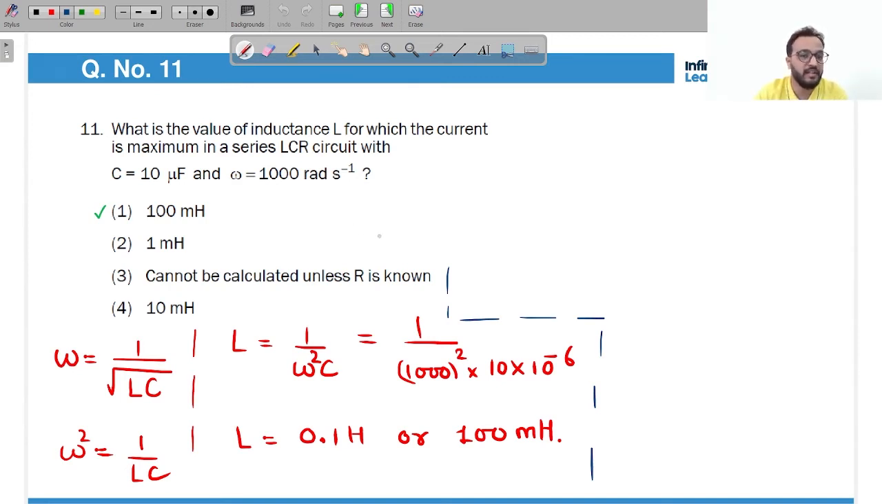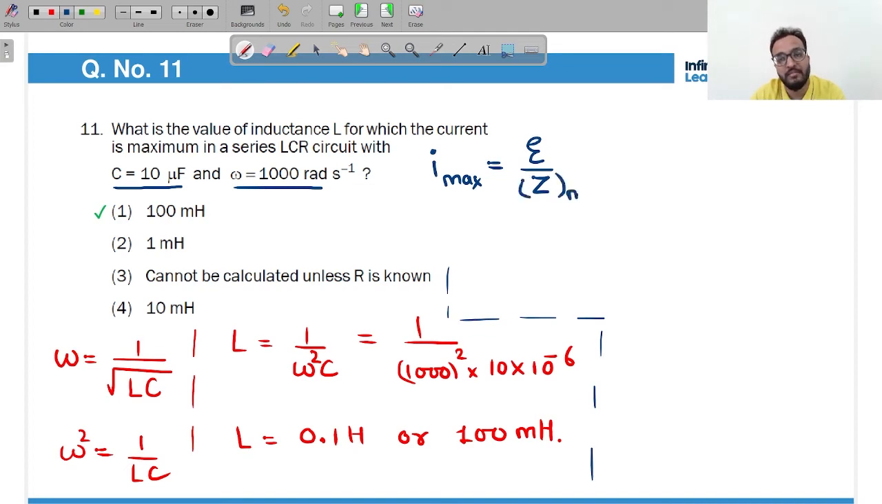Now, what is the value of inductance L for which the current is maximum in a series LCR circuit? See, they have given us capacitance, they have given us omega, and they want current to be maximum. See, current is maximum only when Z is minimum, and Z is minimum only when XL minus XC is 0. That means XL is equal to XC, that means a condition of resonance.